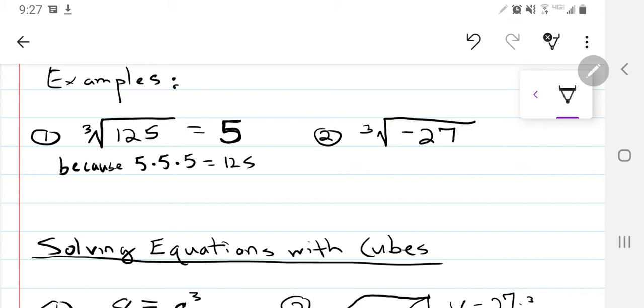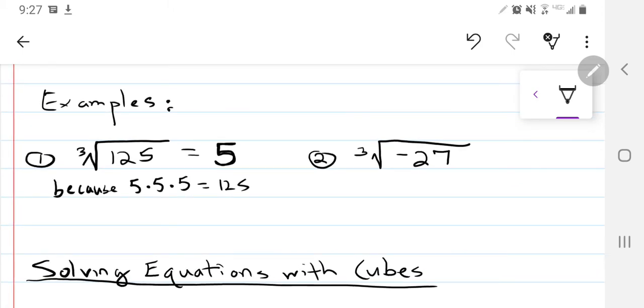So now you're looking at number 2. And you might be thinking, you're not going to trick me this time, Mr. Woodworth. I see that negative in there. I see that negative in that radical symbol. I know that you're just going to get no real solution or no real answer or something like that.